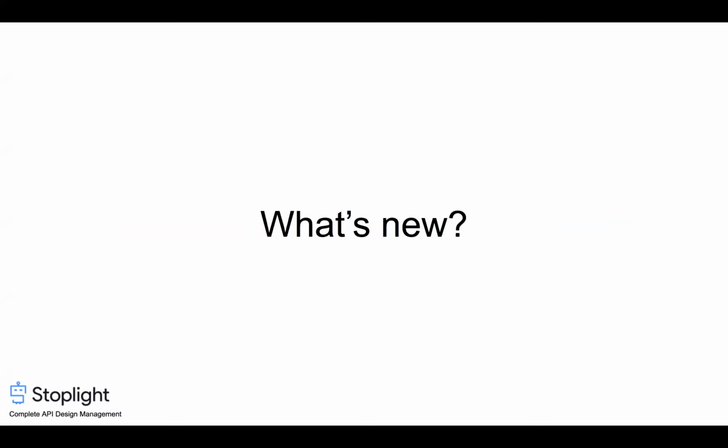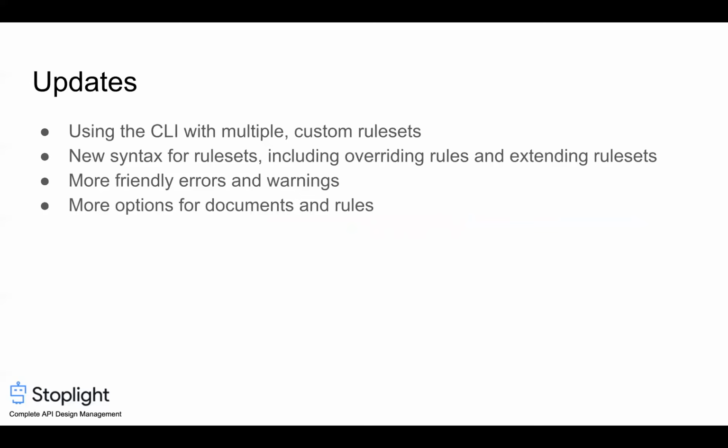So what's new with Spectral? This is our version 4.0. You can use the CLI with multiple and custom rule sets. We heard quite a bit about the CLI interface and being able to add more into that, which Phil will discuss a little bit more. We have new syntax for rule sets, including overriding rules and extending those rule sets. We have more friendly errors and warnings, which was a big request that we've had. And we have more options for documents and rules.